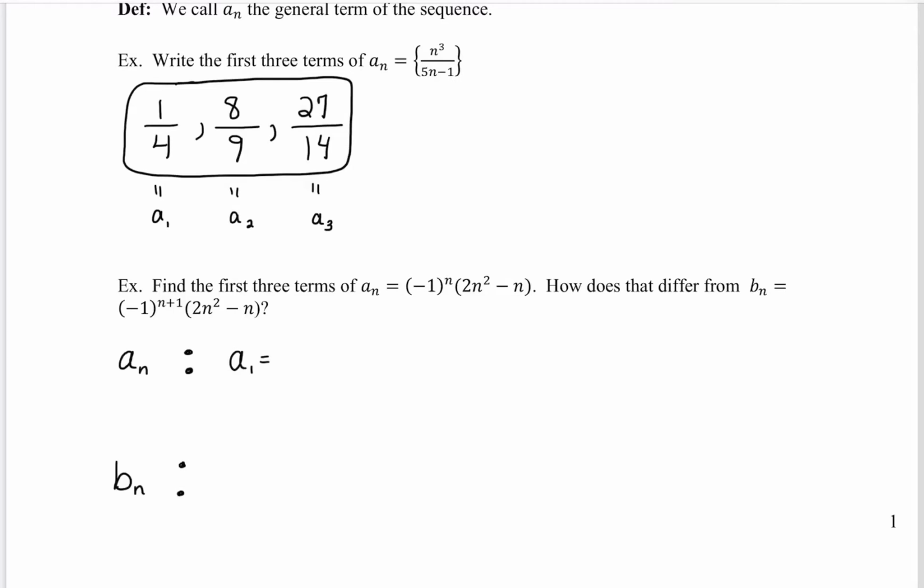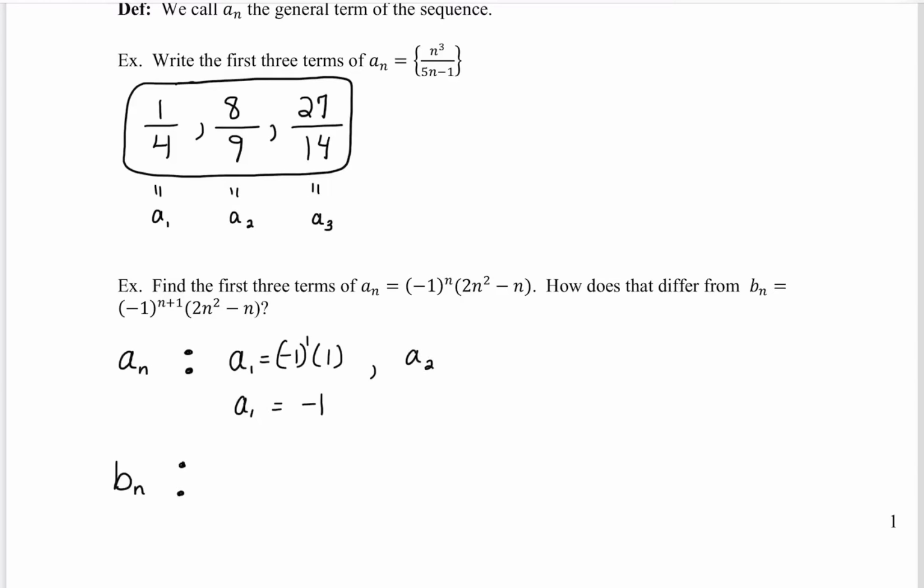So a sub 1 is going to equal negative 1, remember we start at the first, and then times 2 minus 1, so of course that's just going to be 1. So negative 1 to the first is just going to be negative 1. So we start at negative 1.